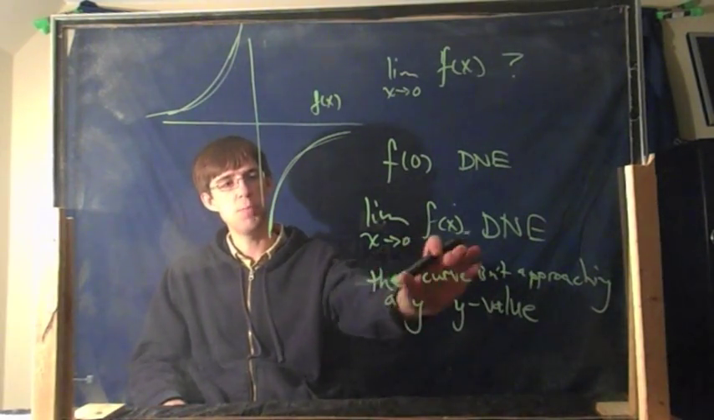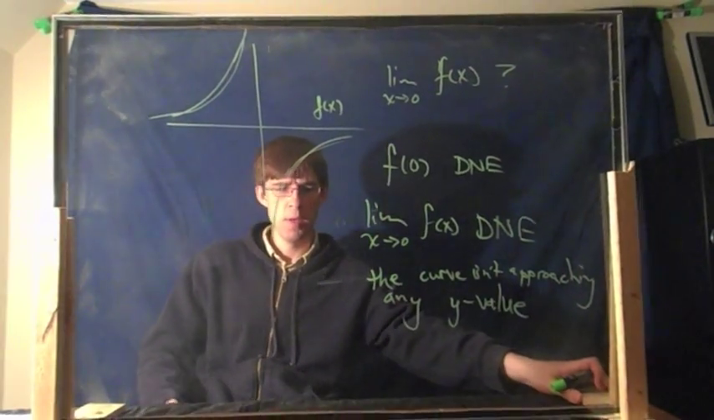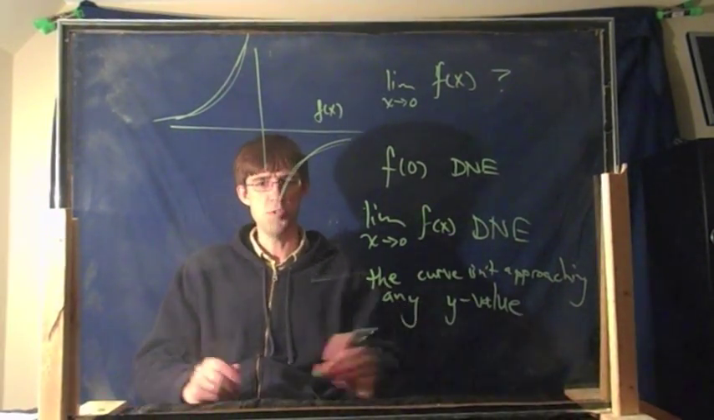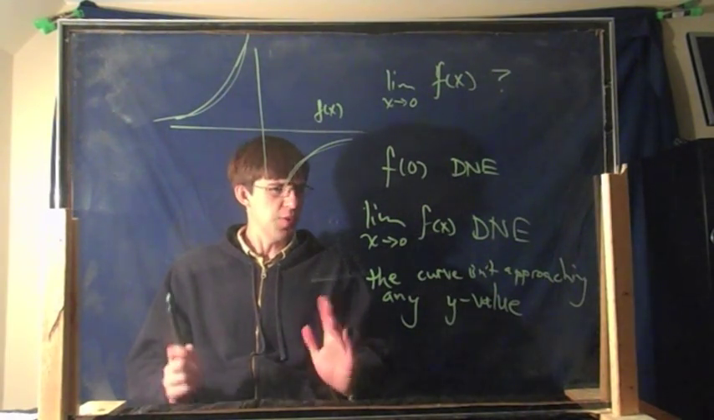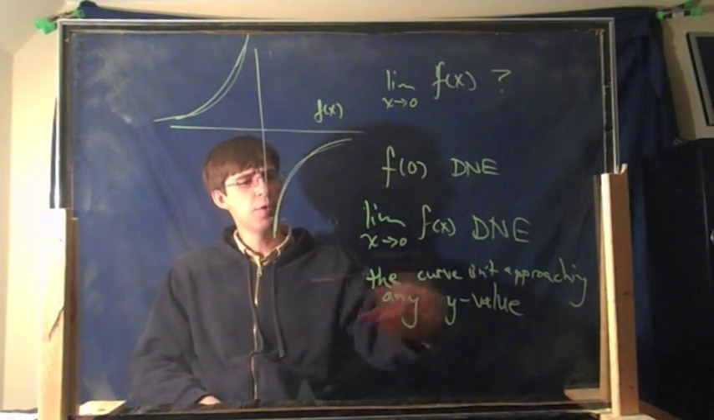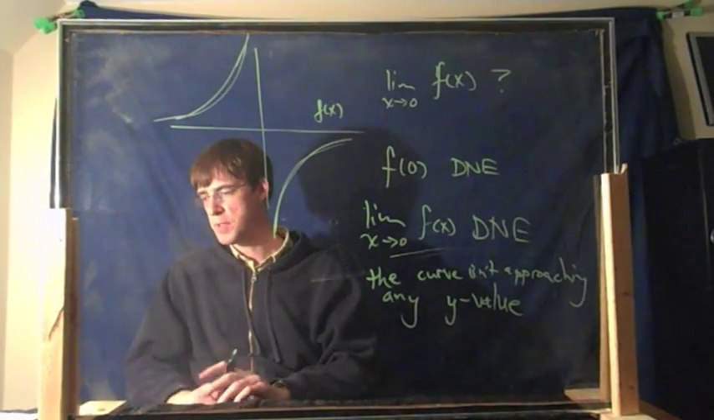That's what this answer should be. If it's going to exist, it's a number, okay? And infinity is not a number. I hope your parents told you that. Infinity is not a number. It is a thing, it's just not a number. Okay, so the curve isn't approaching any specific y value. That's why you say the limit does not exist.